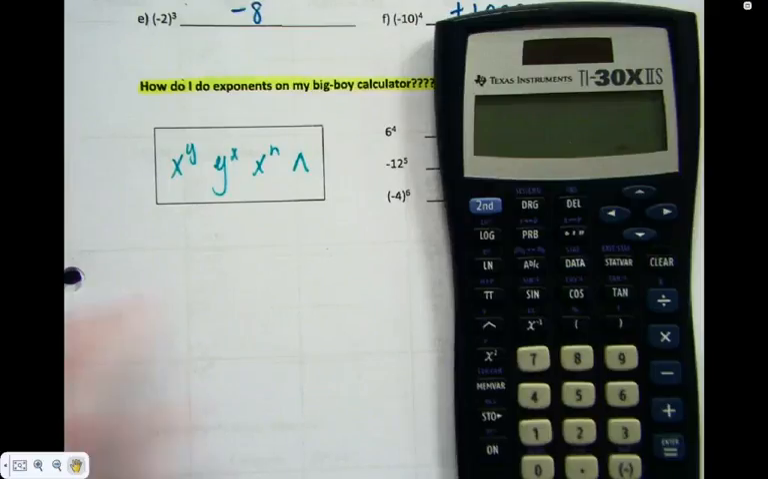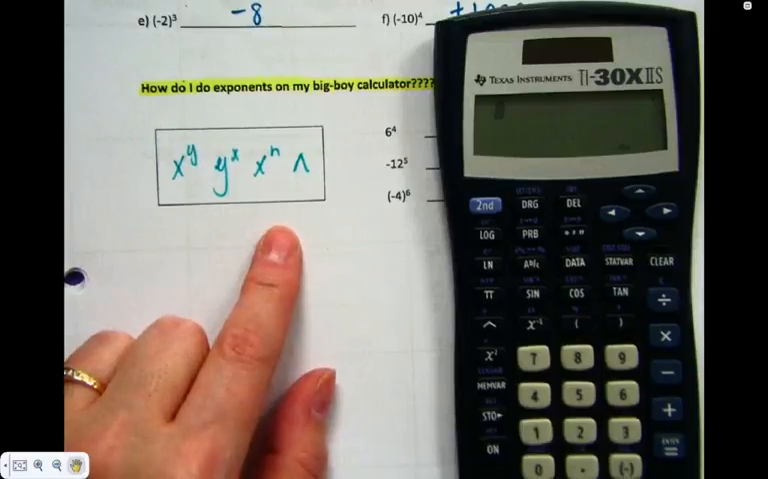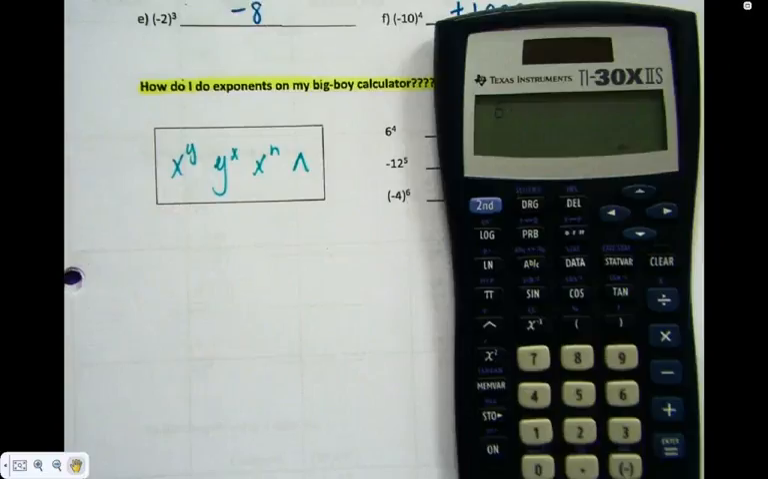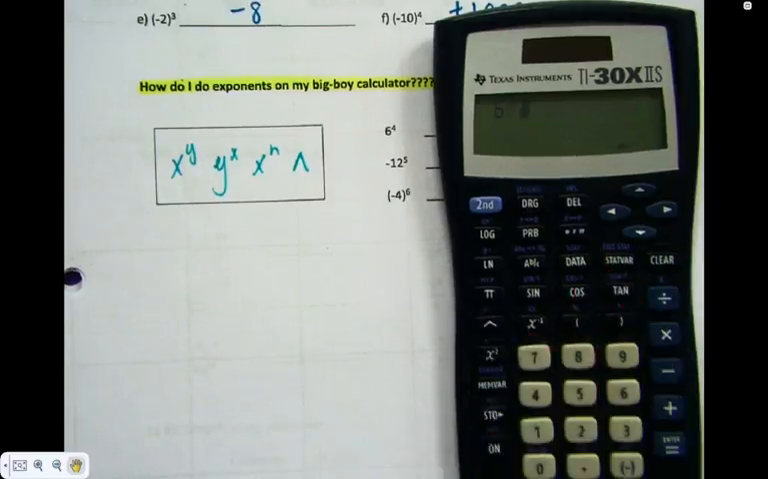So what you do typically with all of these keys is you type the base first. So I'm going to type the 6. Then you type that exponent key to tell your calculator, I'm about to give you an exponent. For this one, it's the hat key. Yours might be x to the y or x to the n. Then you're going to type the exponent. And then typically you have to hit enter or equals or something like that.